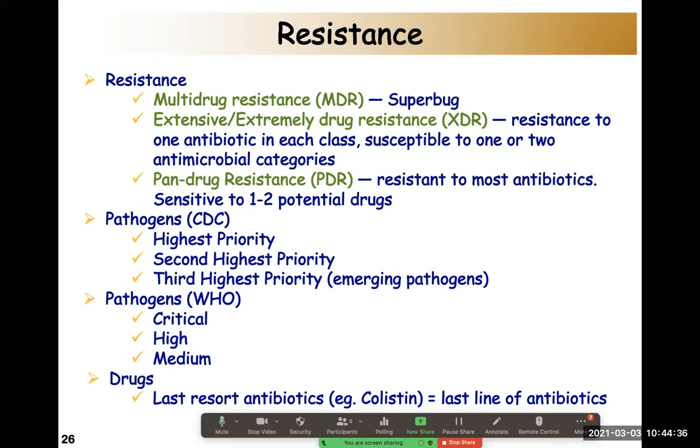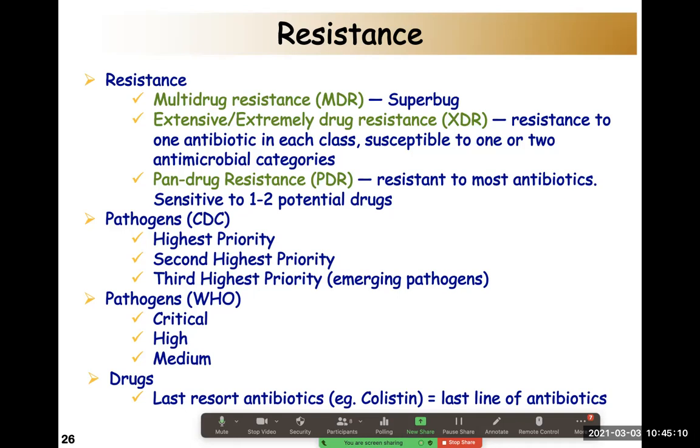However, pan-drug resistance is the PDRs. It's literally resistant to most antibiotics. Maybe there's 1 or 2 drugs, and the 1 or 2 drugs these days are mostly polymyxins that you can use. And if it becomes completely drug resistant, there's nothing we can use. So because of these issues, the CDC has divided the pathogens into 3 groups: highest priority, second highest priority, and third highest priority, which is emerging pathogens.